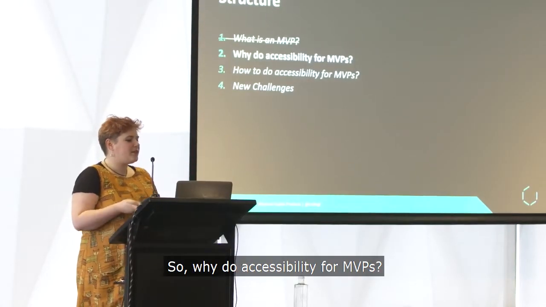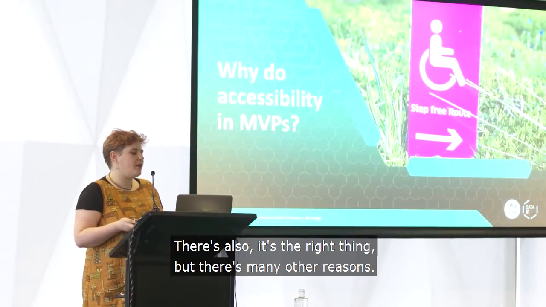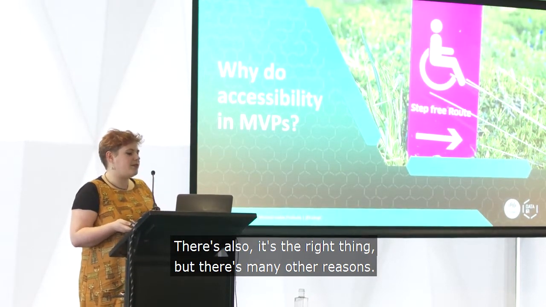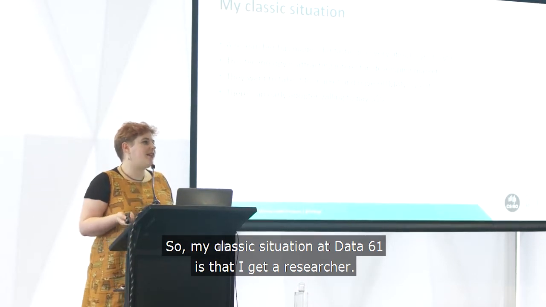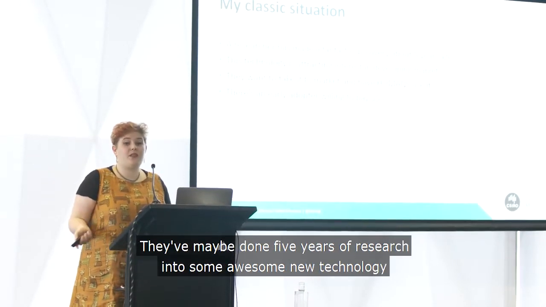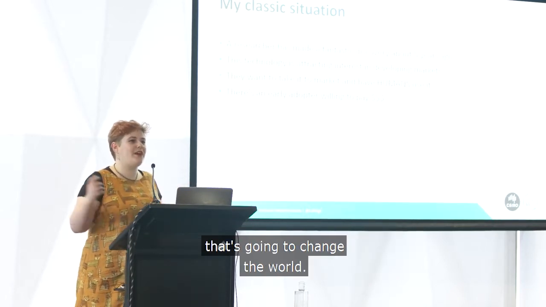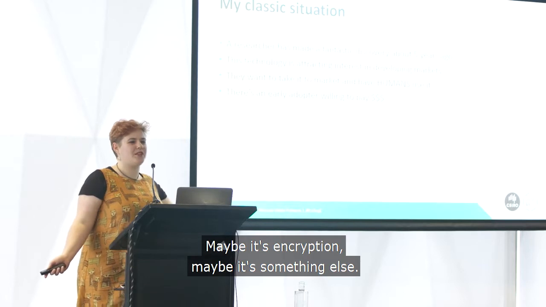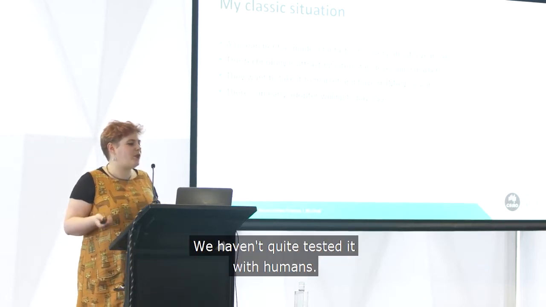Okay, so why do accessibility for MVPs? It's the right thing, but there are many other reasons. So my classic situation at Data61 is that I get a researcher. They've maybe done 5 years of research into some awesome new technology that's going to change the world. Maybe it's encryption. Maybe it's something else. We don't know quite yet. We haven't quite tested it with humans.